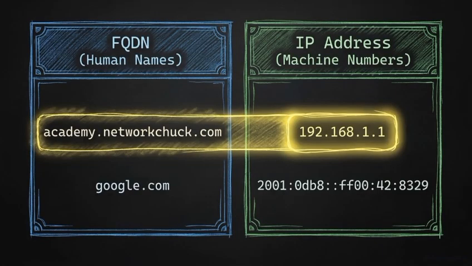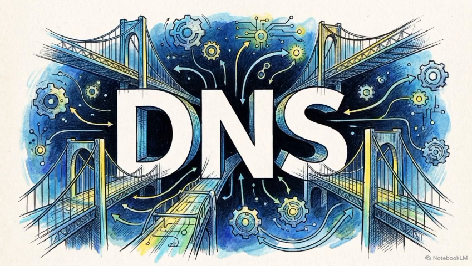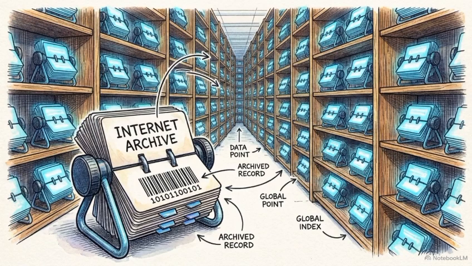This diagram shows two very different languages. On the left, we have the easy-to-read website names we use every day. But on the right, you see the complex strings of numbers that computers actually use to find each other across the network. To bridge that gap, the internet relies on the domain name system, or DNS. It's an invisible global directory that instantly translates the human words you type into the specific numbers the machines need.